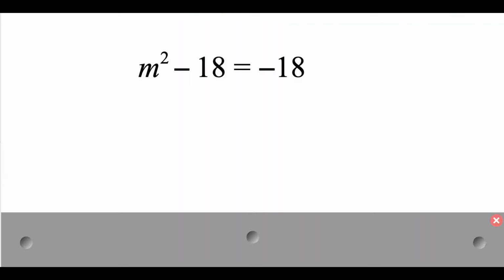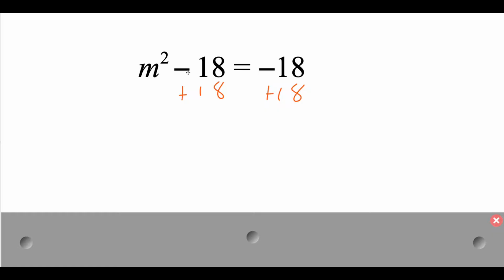Taking a look at this one, we've got m squared minus 18 equals negative 18. So we're trying to figure out what our variable value is. Now as I look at the left-hand side, I see that minus 18 happening over there with the m squared. Well, if I want to cancel out a minus 18, the opposite of subtraction is addition. So I'm going to add 18 on both sides.